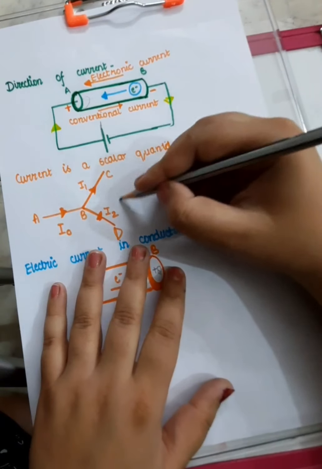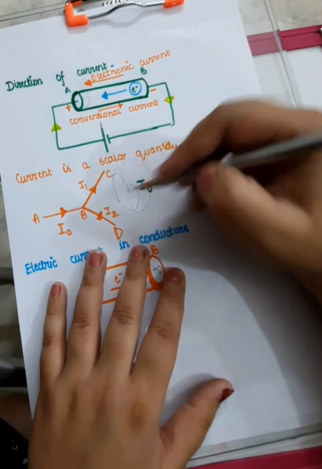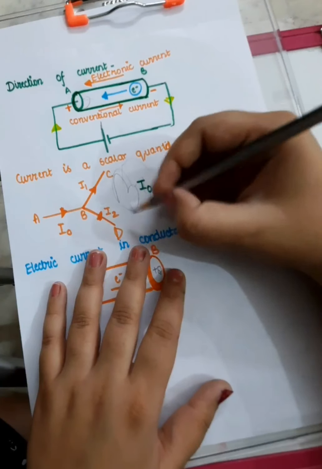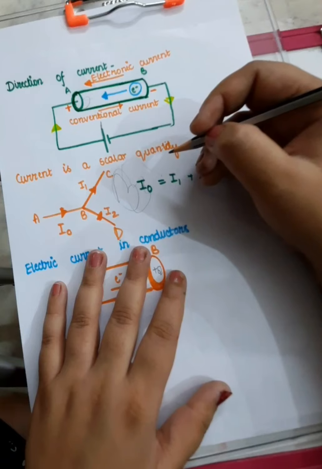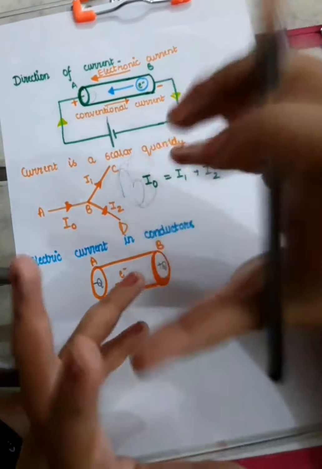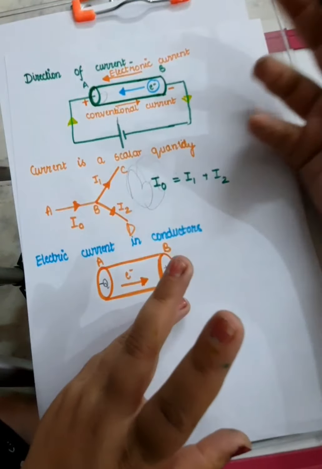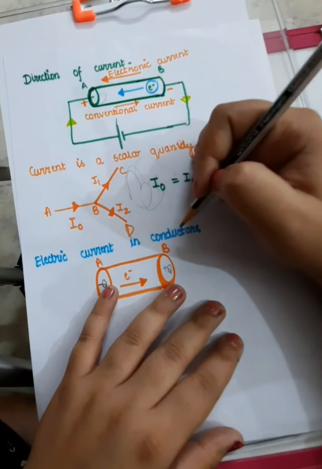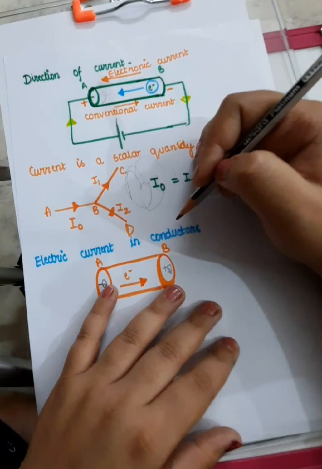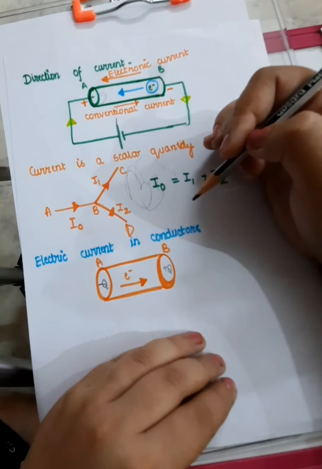Try to get it. If you have a bundle of wires over here through which the current is flowing, it doesn't matter how the wires are kept, how the angle is adjusted. The only thing we are quite sure of is that the current is added up like scalars. So that's why it is called a scalar quantity.